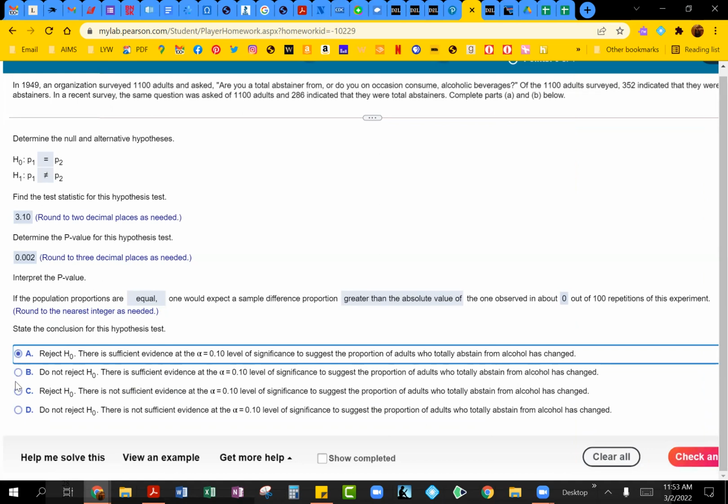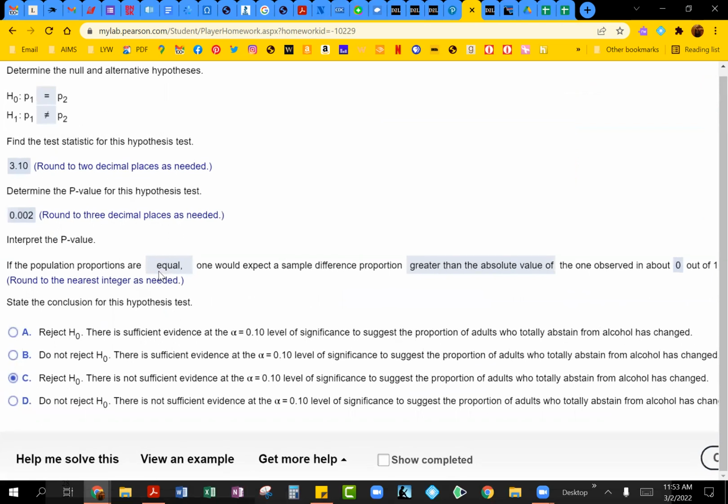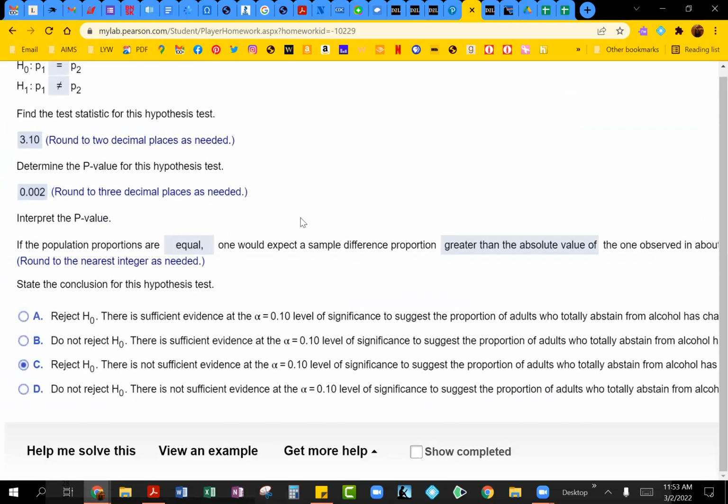So that leaves you with options A or C, and you have to decide, and let's make this a little bit larger, if you basically have sufficient evidence or you don't have enough evidence. Because remember, the null hypothesis is where we are saying that your two proportions are equal to each other. But because of what our p-value came out to be and how we interpreted it, where you're getting 0 out of 100 repetitions, well, we know our null hypothesis will not stand true.